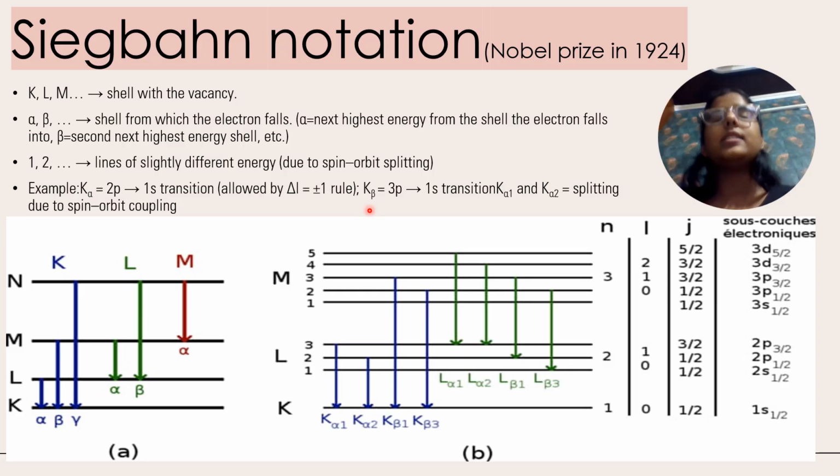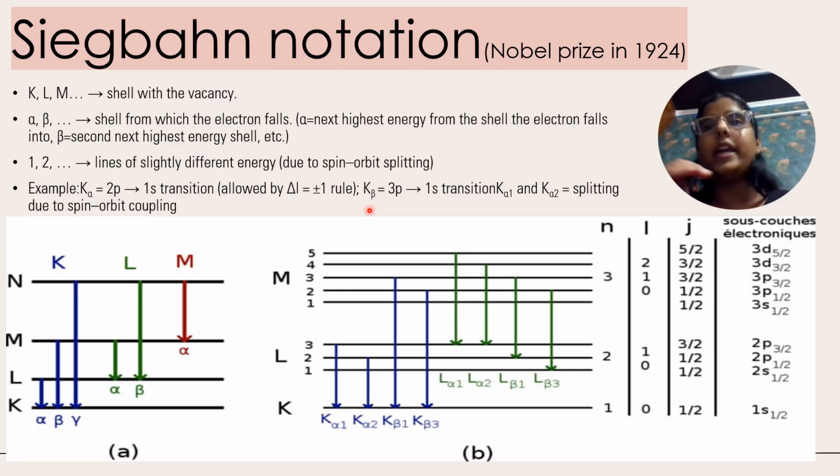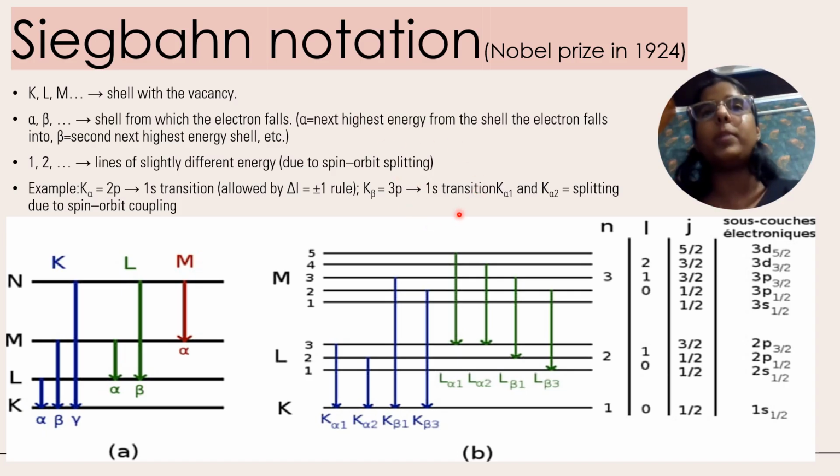Now if we come to discuss K beta, what information does it give? Again, K means that the electron is coming to the principal quantum number n equal to 1, containing only one subshell, which is s, which means it is coming to the 1s orbital. From where it is coming will be given by beta, which means the second next highest energy level, which means M. It is coming from the M shell to the K shell.